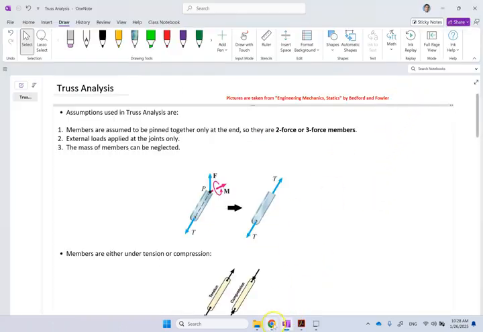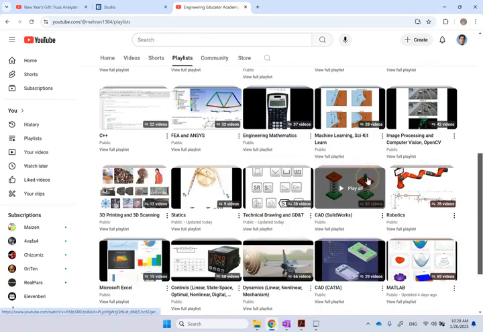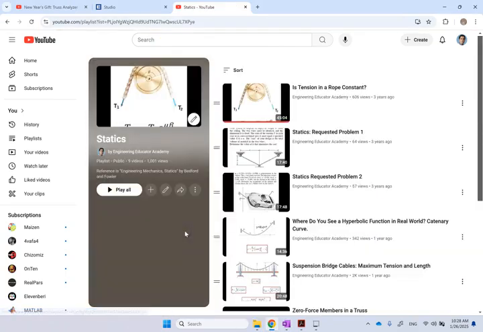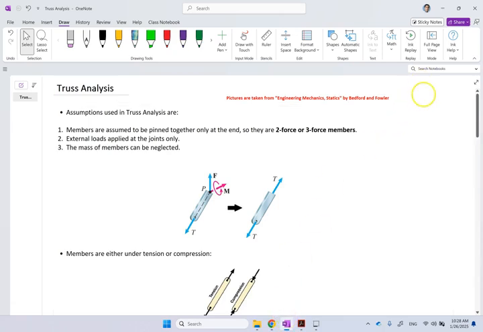One of the videos that I made in the past about trusses was to recognize zero force members. If you go here and look, there is one video where I talked about how to locate a zero force member and what its meaning is. But I did not talk about analysis of trusses in general, so this is what I want to do, just for the completeness of that playlist.